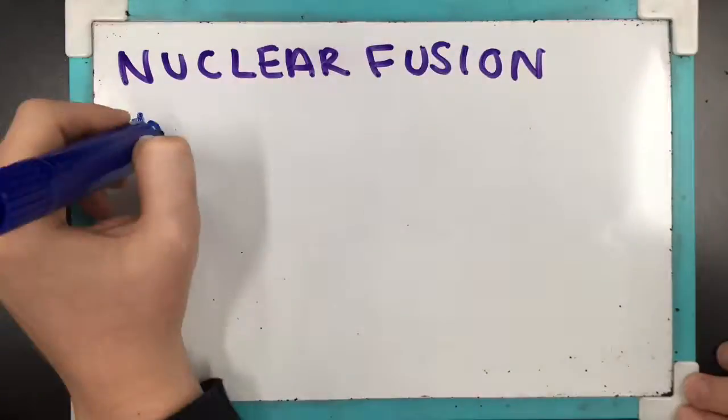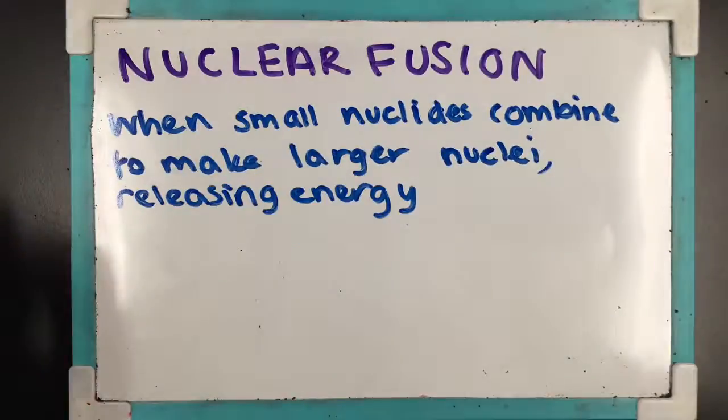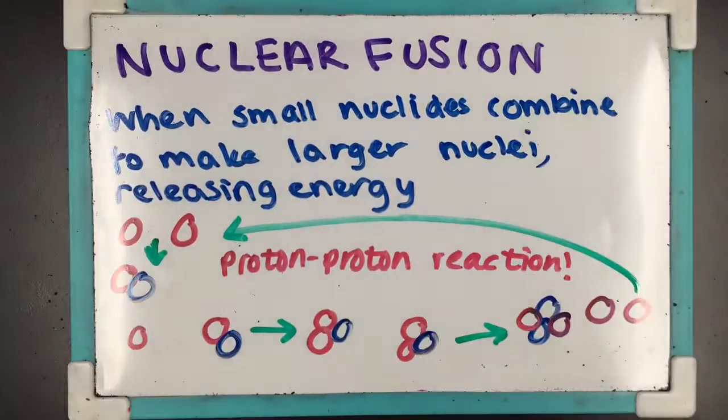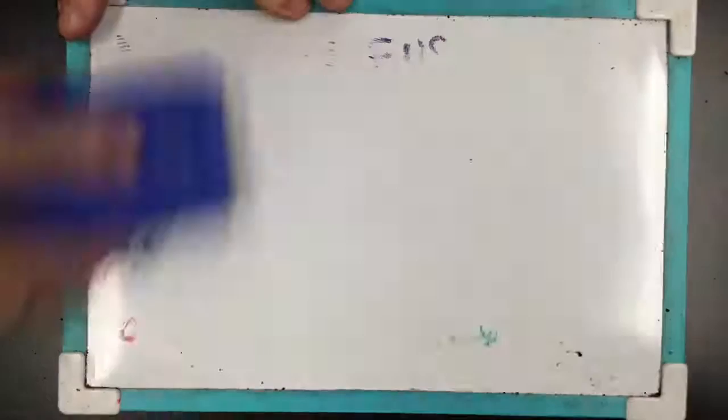Nuclear fusion happens when small nuclides combine together to make larger nuclei, releasing energy. The proton-proton nuclear fusion reaction, typical in small cool stars such as our Sun, where the core temperature is 15 times 10 to the 6th Kelvin.